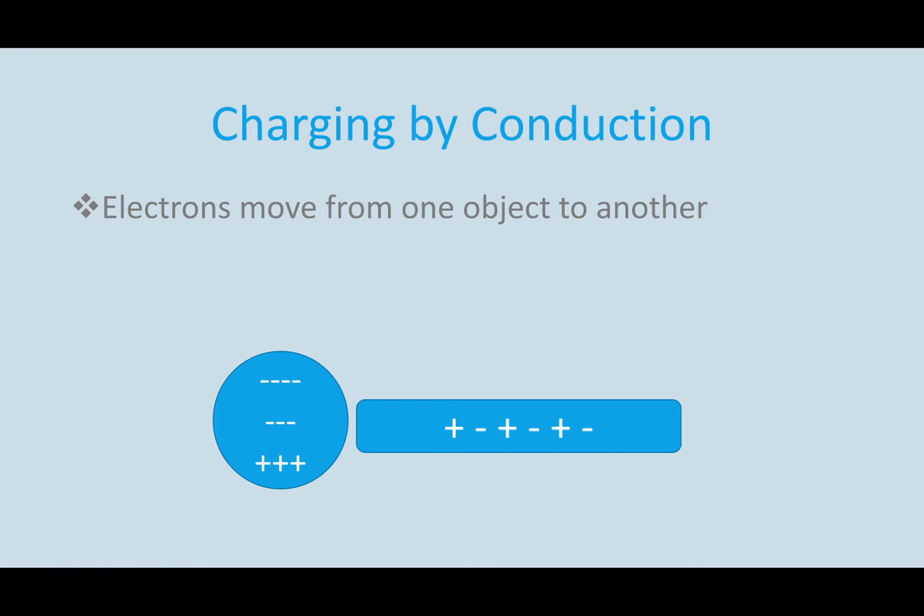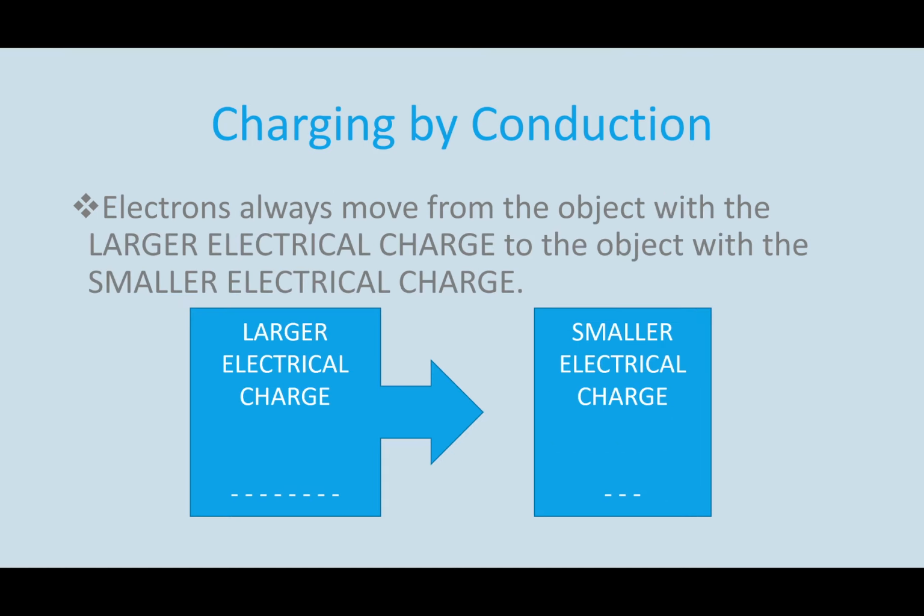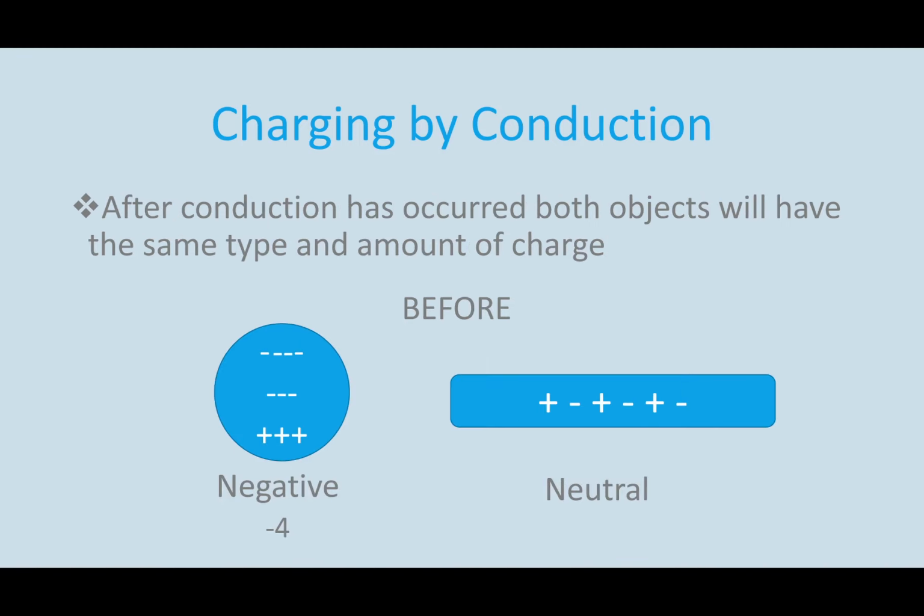What we want to figure out though is which object the electrons move from. The way the electrons move is that they're always going to move from the object with the larger electrical charge to the object with the smaller electrical charge. So again, they go from the larger electrical charge to the smaller one. And after conduction has occurred, both objects will have the same amount and type of charge.